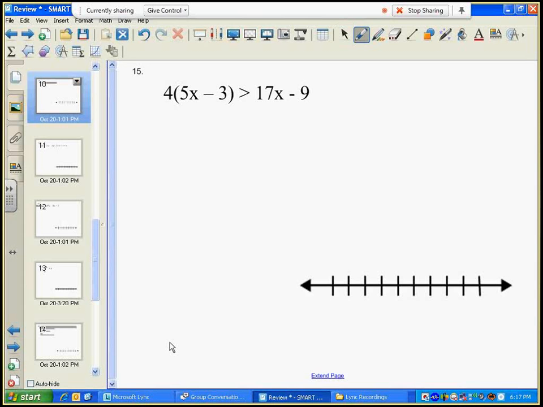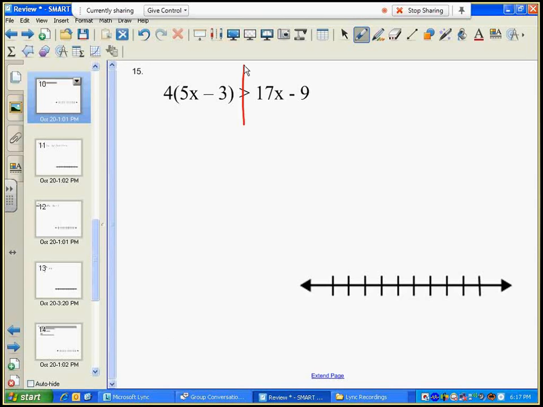Okay, so problem number 15. Remember, when I'm solving inequalities, it's just like solving equations. I've got to make sure both sides are simplified, check and see if the variables are on both sides. If they are, I've got to get them to one side, and then I solve. The only difference is that if I multiply or divide by a negative, I flip the inequality. Well, you were waiting for that siren, weren't you?